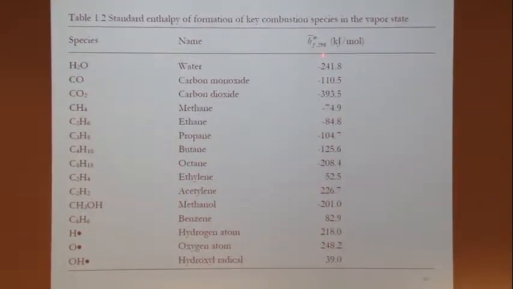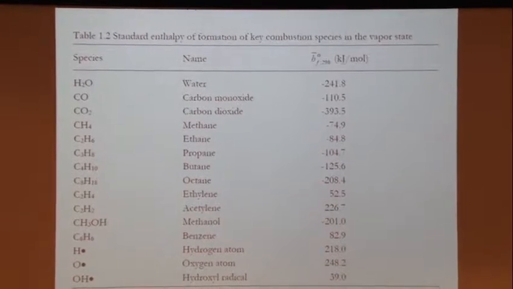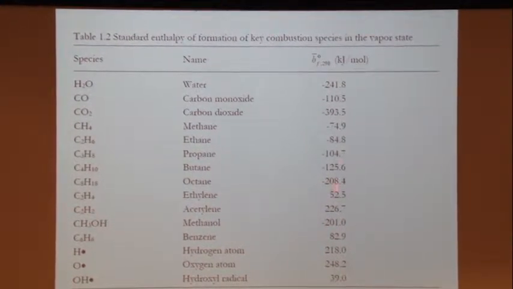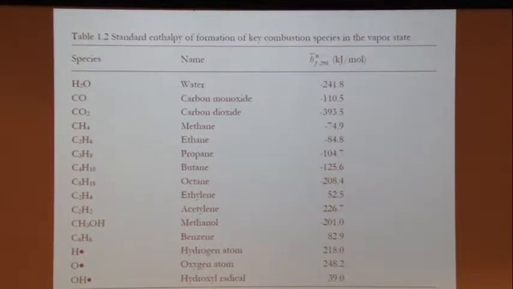And these are some of the key species. If you really get into this, it's good to memorize some of these numbers for the species that matter the most to you, because they'll keep coming up over and over. And you'll be able to see, is this exothermic, is this endothermic, what's going to happen?